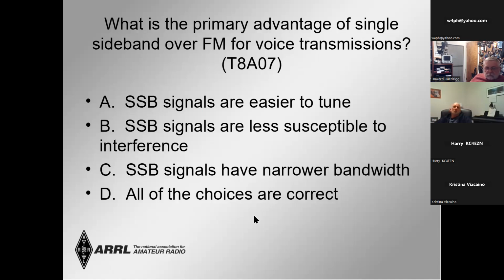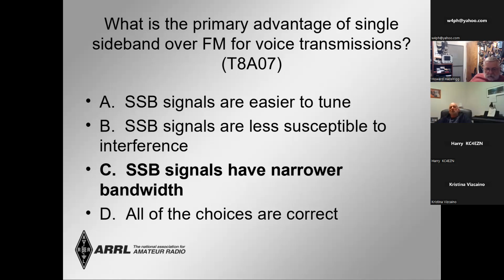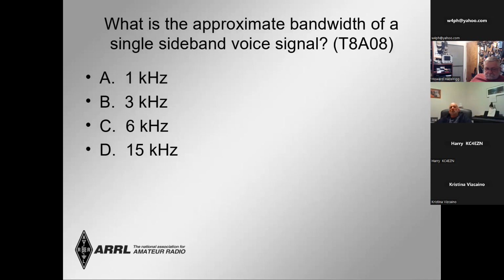What is the primary advantage of single sideband over FM for voice transmission? SSB signals have a narrower bandwidth. What is the approximate bandwidth of a single sideband voice signal? That would be B, 3 kilohertz.